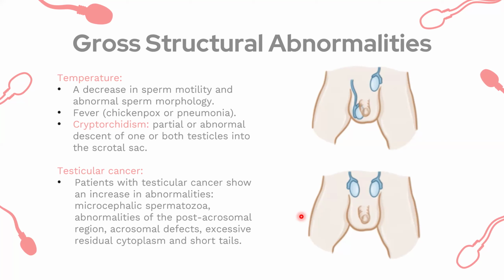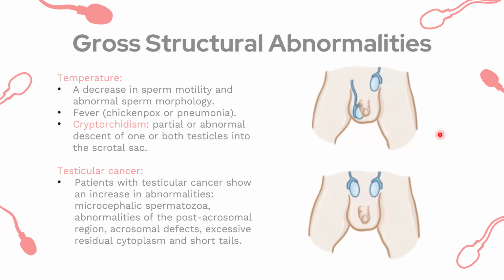Now, testicular cancer is also commonly associated with abnormalities that are reflected in the actual sperm as well. So you might have microcephalic spermatozoa, which basically means that the head of the sperm is way too small. You might have acrosomal defects. You might have excessive residual cytoplasm, which basically means that we did not have that residual body that was created, right? We could have very short tails, which would hinder this type of sperm's motility, right?